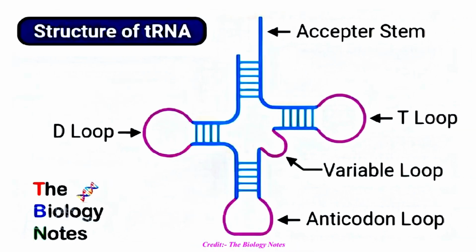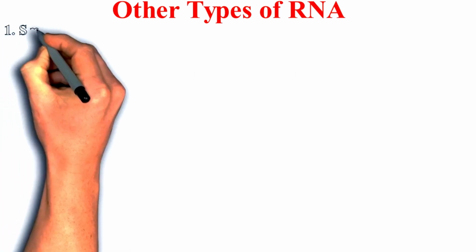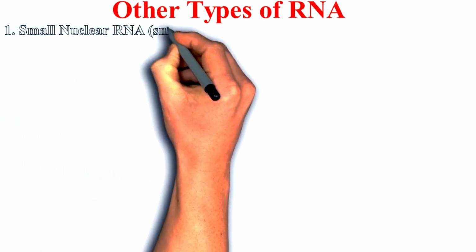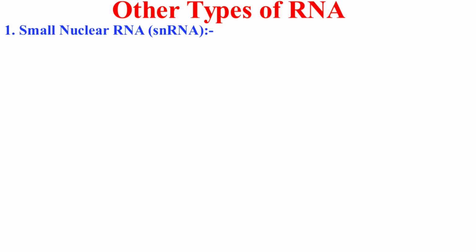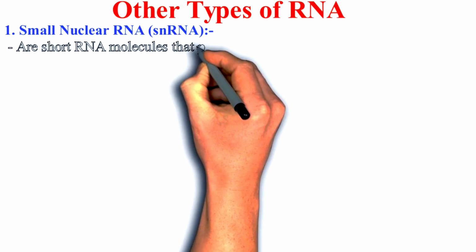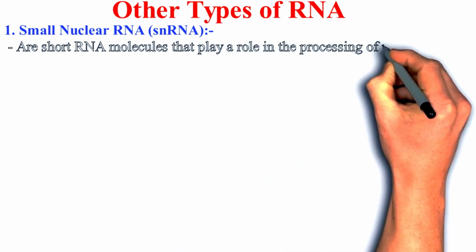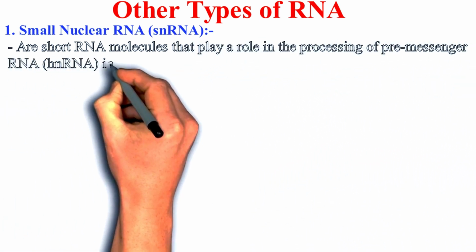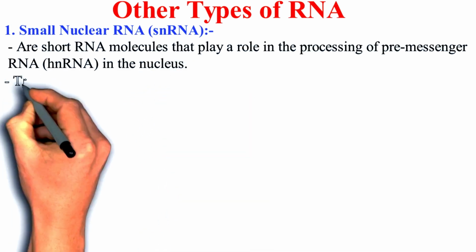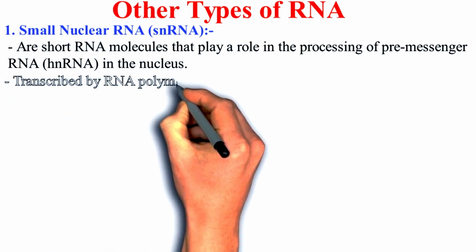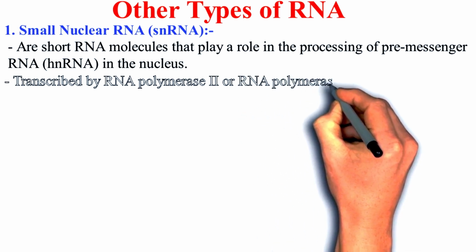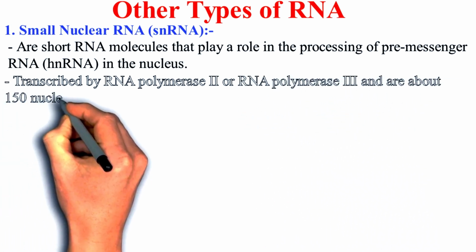Apart from these three main types, there are also other important RNA molecules. Let's briefly discuss them. First, small nuclear RNA, or snRNA. Small nuclear RNA, or snRNA, are short RNA molecules that play a role in the processing of pre-messenger RNA, or hnRNA, in the nucleus. They are transcribed by RNA polymerase II or RNA polymerase III, and are about 150 nucleotides long.